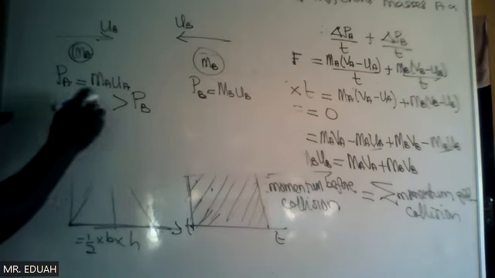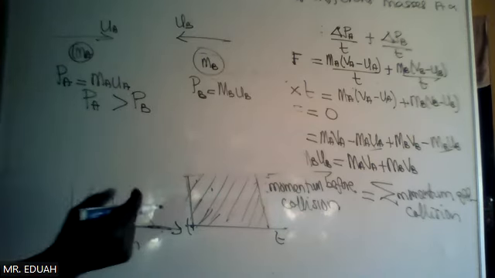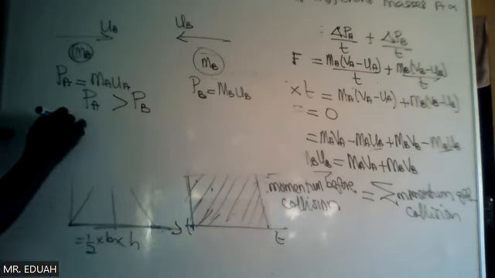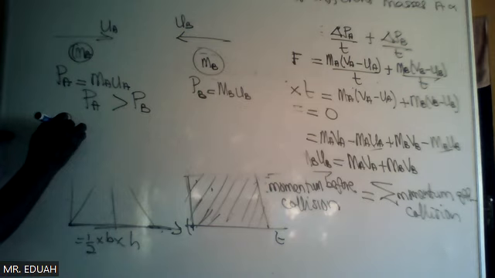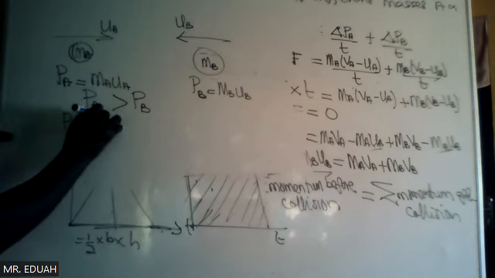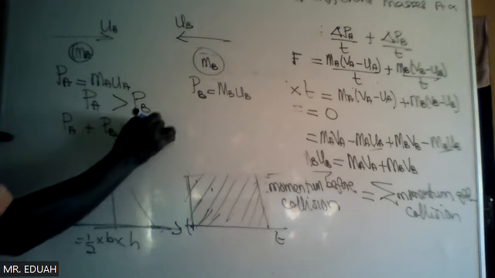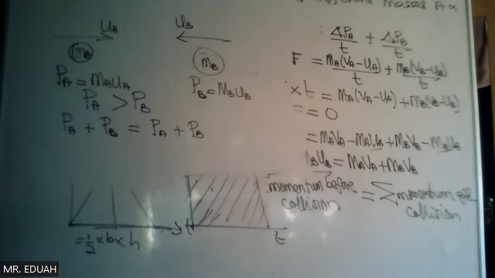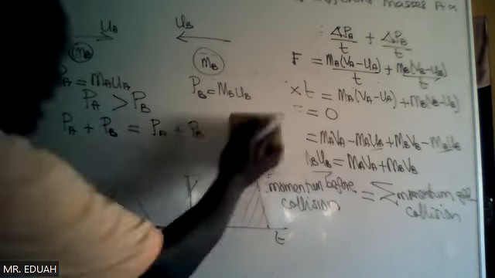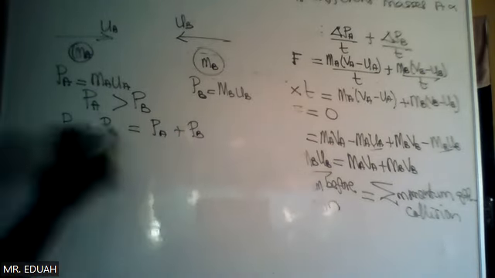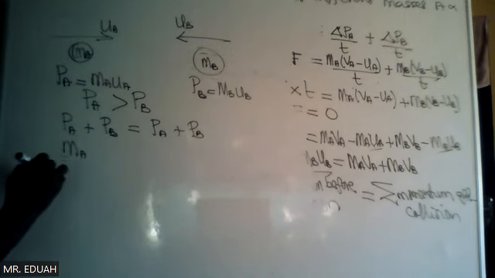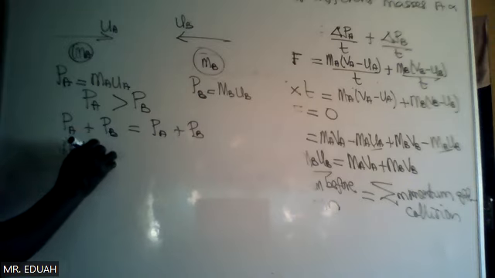Then it means that if we are to establish the law of conservation of linear momentum, this is how. The momentum of A and B before collision, P of A plus P of B, must be equal to P of A plus P of B after collision. But here, since they are in opposite directions, the momentum of A is equal to MA times the initial velocity of A.